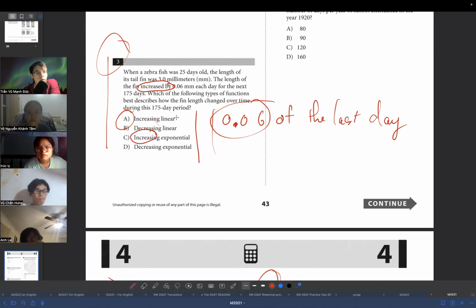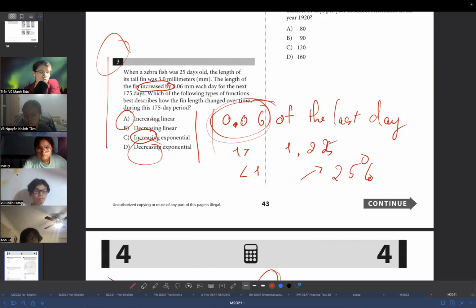Okay, when it increases exponentially, the factor is bigger than 1. For example, 1.25, meaning I'm increasing by 25%. If it is smaller than 1, it means decay or decrease. So this is bigger or smaller than 1. Smaller, so the answer is D. D, exactly. So in this case only, but in this question, it is A.